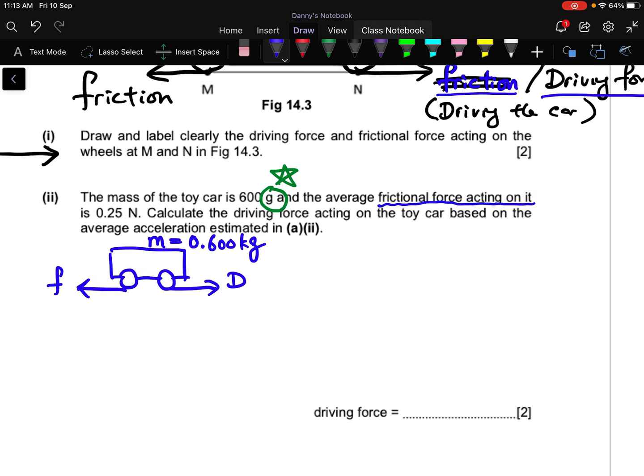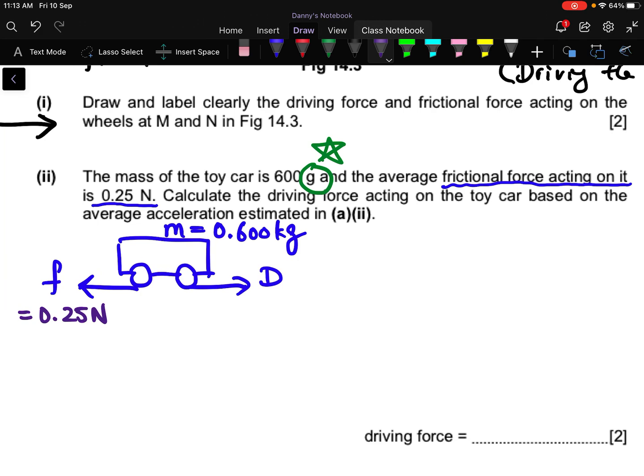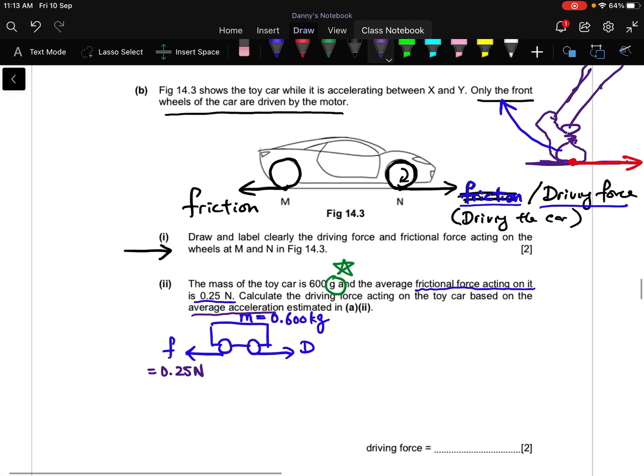And you also will tell that the average frictional force acting on it is 0.25. So this one is your 0.25. Okay, some of you are arguing and say that, hey, but you say the driving force can also be known as frictional force. Does it mean that the driving force is 0.25? No. You need to be exam smart about this, because if it is 0.25, then there won't be any acceleration.